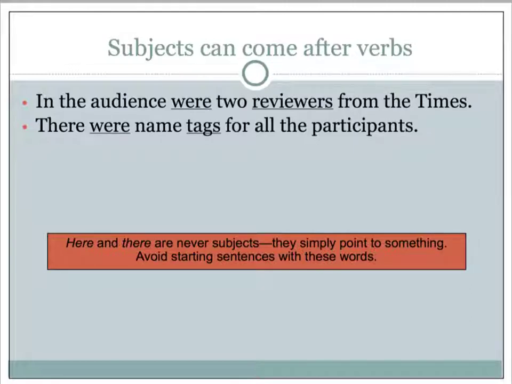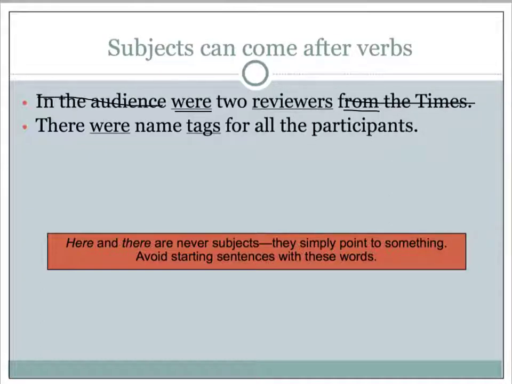Subjects can come after verbs. Let's take a minute to identify the subject and verb in the sentence. Let's begin by identifying the prepositional phrase. So look at the first sentence. Here we have a preposition, "from." So this whole "from the times," that's a prepositional phrase. We're going to cross that out. Look, we have another preposition in the sentence, "in." So "in the audience," that's a prepositional phrase. So that leaves us with 3 words, "were 2 reviewers." "Reviewers" is the subject, "were" is the verb.